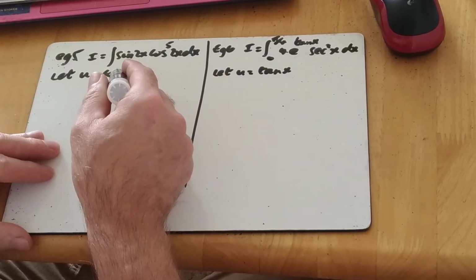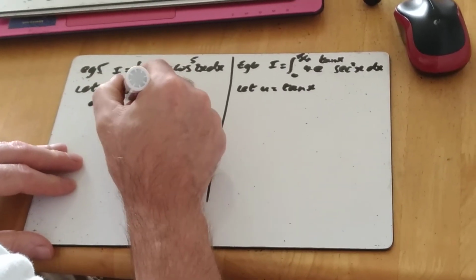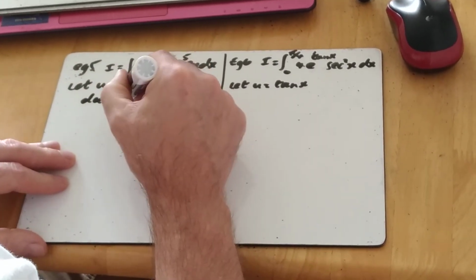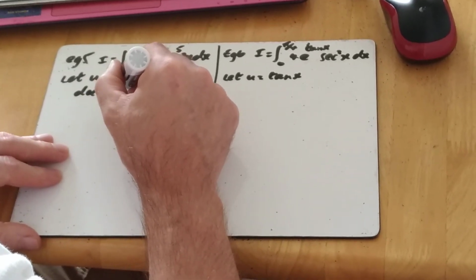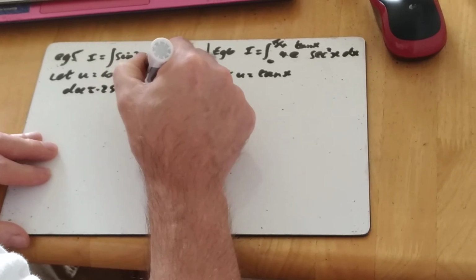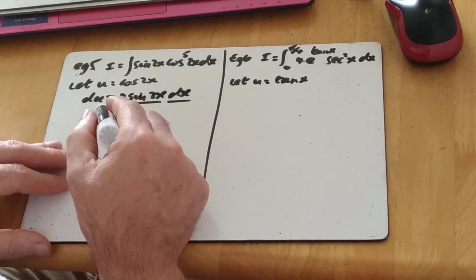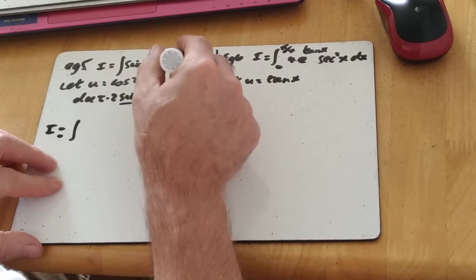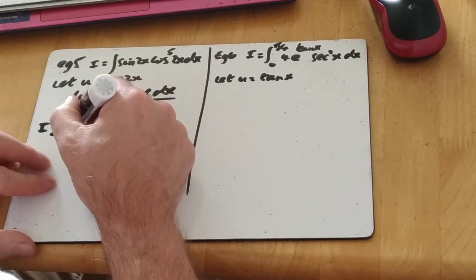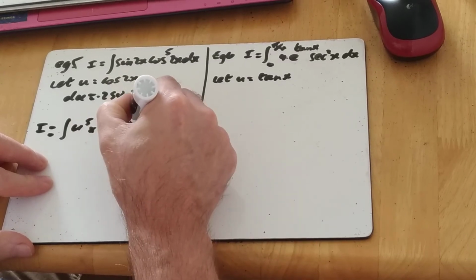So it says let u equal cos 2x, fine. Differentiate it, du equals minus 2, differentiating cos, sine 2x dx. So the sine 2x and the dx are going to replace with minus a half du. So my integral becomes cos to the 5 2x becomes u to the 5 times minus a half du.